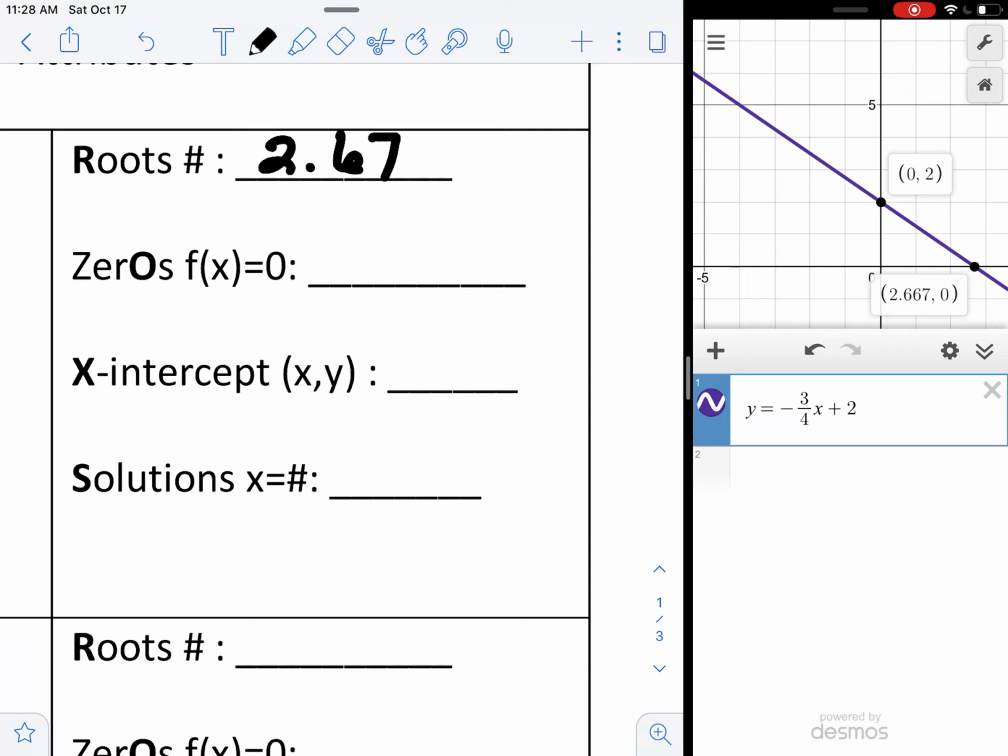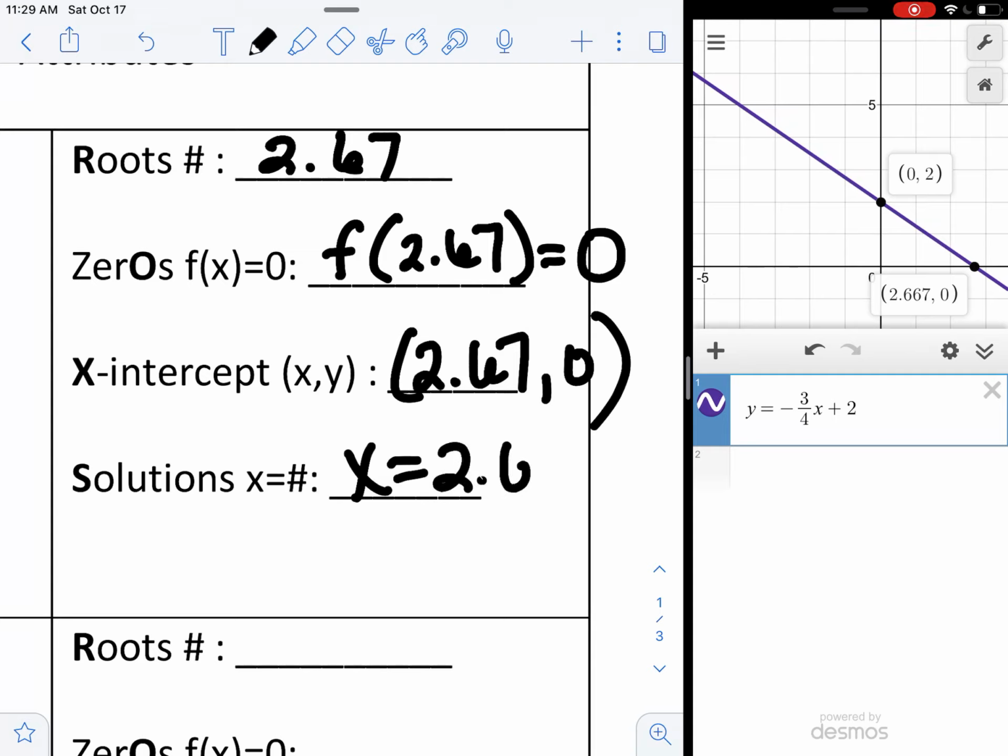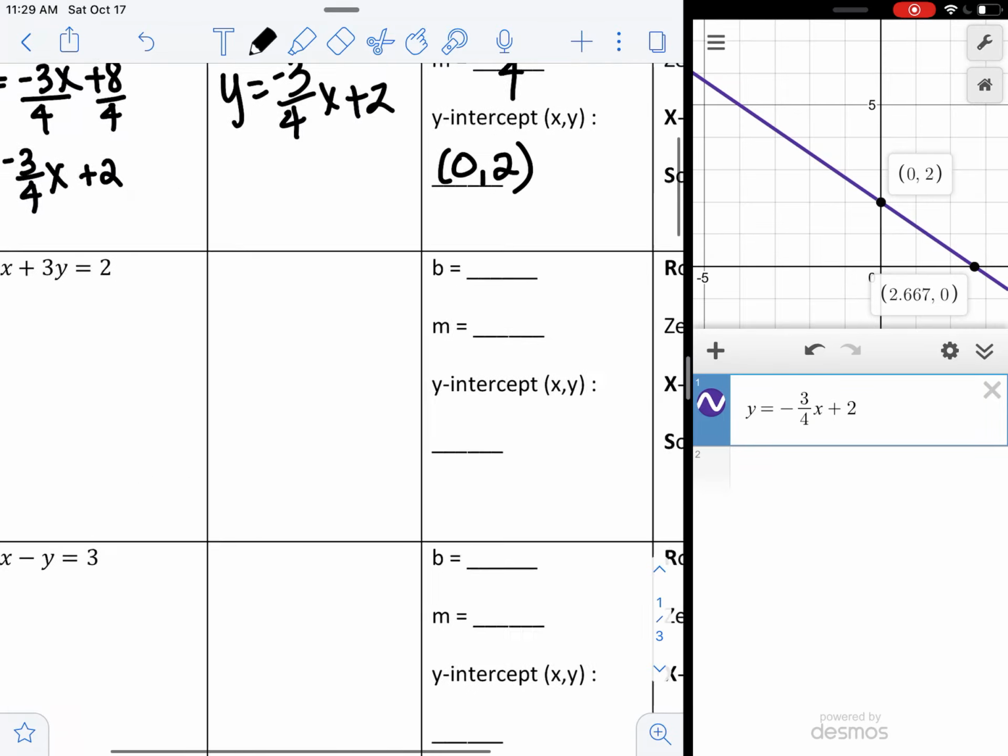Writing your 0 in function notation, we've got f of 2.67 is equal to 0. Your x-intercept written as a point, (2.67, 0). And then your solution is x equals 2.67. So again, these are all of the different ways that you're going to see it written. And so we want you to have lots of practice with that. So please make sure you're filling in all of your different spaces.